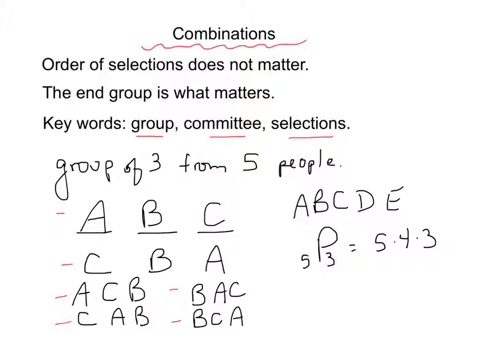So what I want to do then is divide this by my 3 factorial, which is going to be my repeats. So even though there's 60 ways to arrange 3 people, when I divide by the 3 factorial, which is 6, I'm actually going to get 10 actual groups, distinct and different groups, when order doesn't matter.